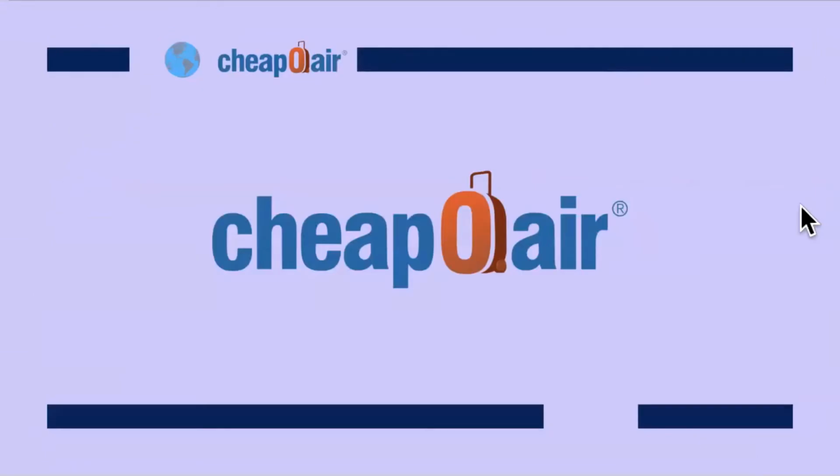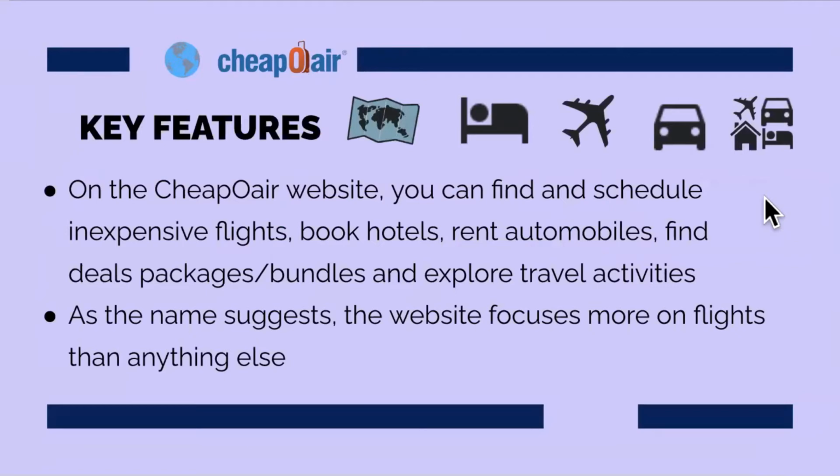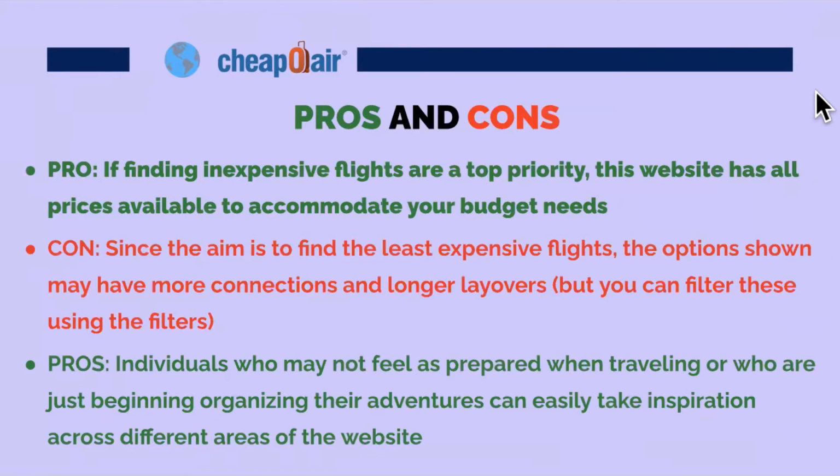And next up, Cheapo Air. On the Cheapo Air website, you can find and schedule inexpensive flights, book hotels, rent automobiles, find deals, packages, bundles, and explore travel activities. As the name suggests, the website focuses more on flights than anything else. Pro, if finding inexpensive flights is a top priority, this website has all the prices available to accommodate your budget needs. Con, since the aim is to find the least expensive flights, the options shown may have more connections and longer layovers, but you can filter these using the filters.